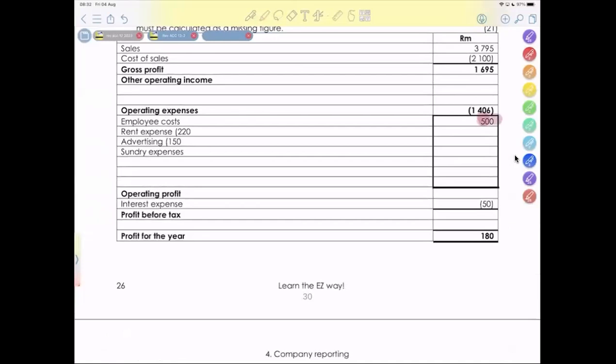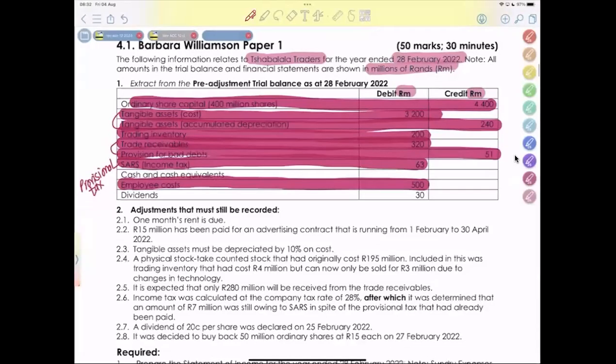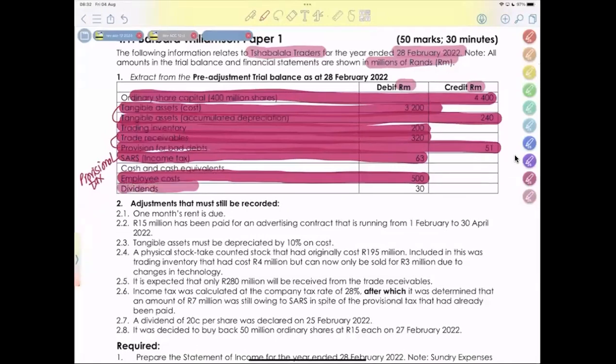Again, it has actually already been given. And then we've got dividends. Keep in mind that dividends are like drawings. So you treat them in exactly the same way as drawings. In other words, they are not an expense of the business. So you're not going to show them in the statement of income.